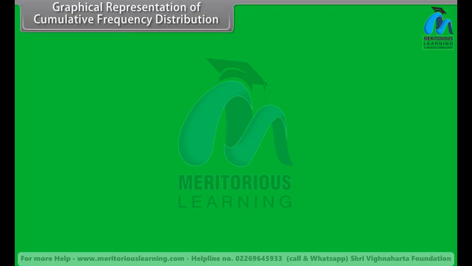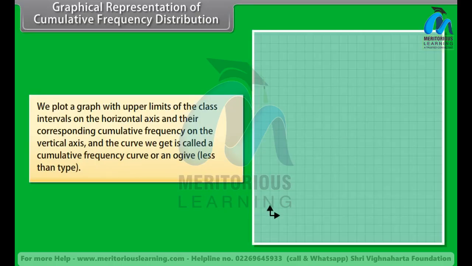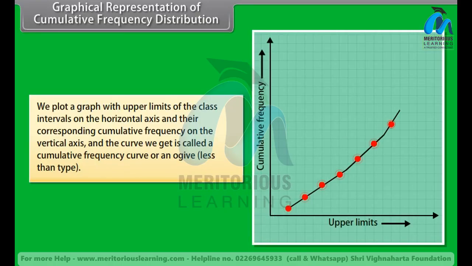Graphical representation of cumulative frequency distribution. In this, we plot a graph with upper limits of the class intervals on the horizontal axis and their corresponding cumulative frequency on the vertical axis. And the curve we get is called a cumulative frequency curve or an ogive of less than type.